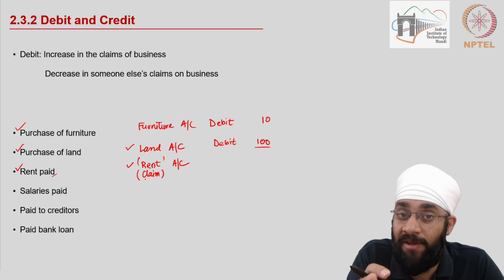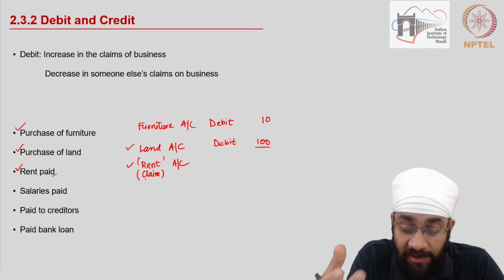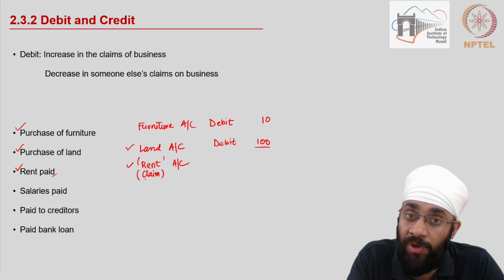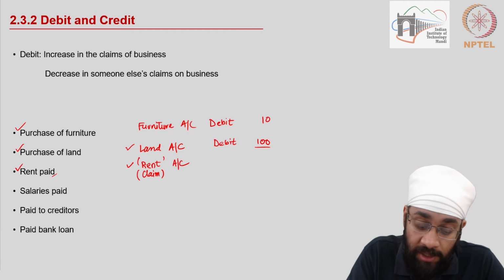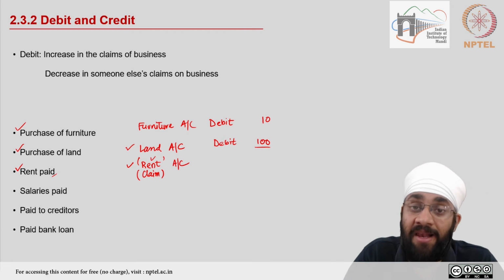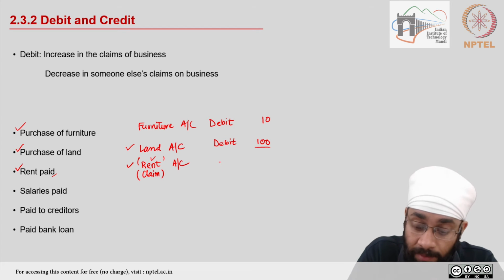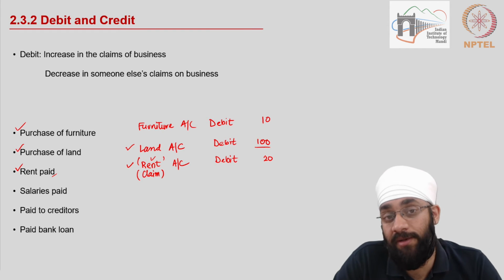That is separate. Business's cash is going down because you are paying the cash to the landlord in this case. So for cash account, you would say your claim is going down. Since the topic of discussion is rent account, the rent represents the claim on the use of the property, and your claim is going up. So you are going to write a debit here for whatever is the amount of rent.